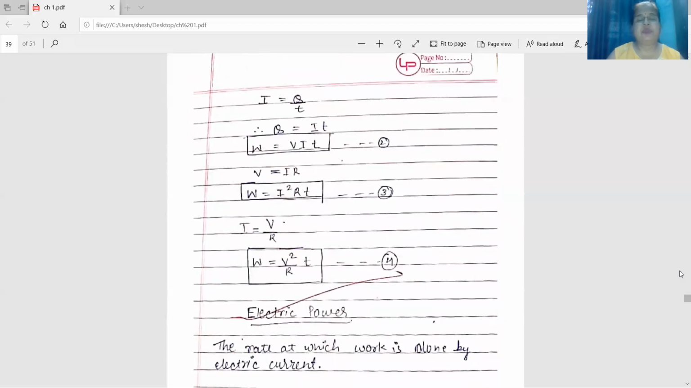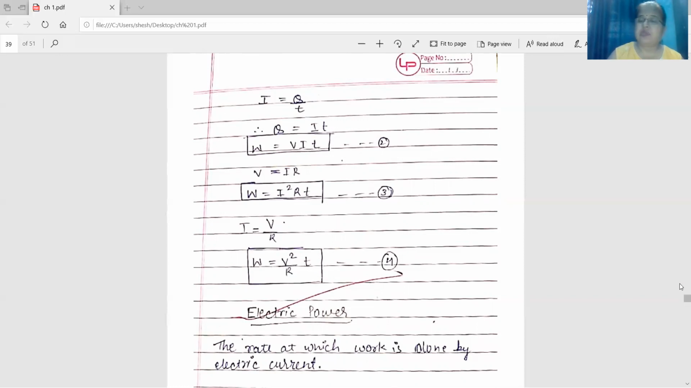We also know, using Ohm's law, V equals IR. Substitute the value of V in equation number 2. You will get W equals, in place of V, you will write IR, so you are getting I square RT. Let it be equation number 3. We also know, using Ohm's law, I equals V by R. Substitute this value in equation number 3. In place of I, write V by R and take the whole square of that. You will get W equals V square by R into T.